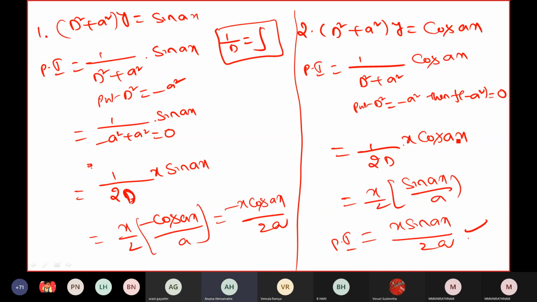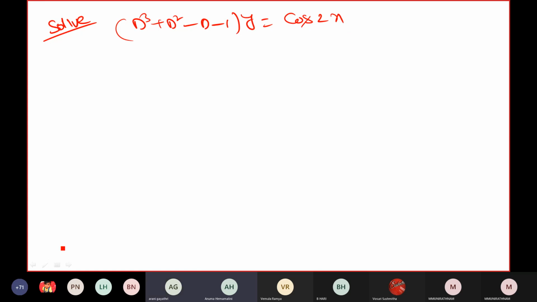So write down the problem. Solve D cube plus D square minus D minus 1 into y equal to cos 2x. What are the roots of auxiliary equation? Anyone? Sir, 1. What about other roots? Minus 1 comma minus 1. Very good.